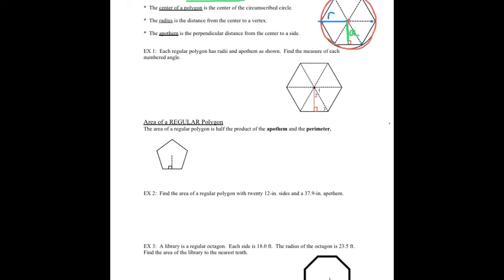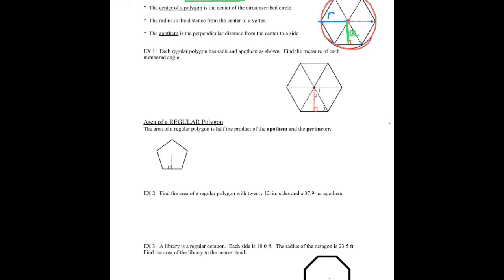So the first thing that we're going to do is look at a hexagon, and these are regular polygons. So maybe it's a good reminder to talk about what a regular polygon is. Remember that regular polygons have congruent sides and congruent angles. That might be important to remember.